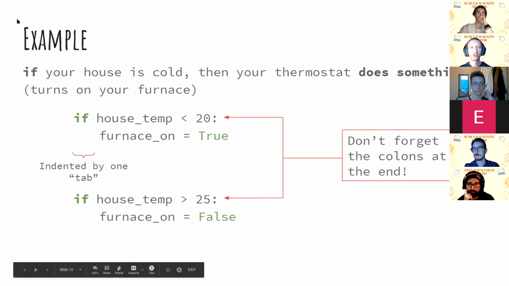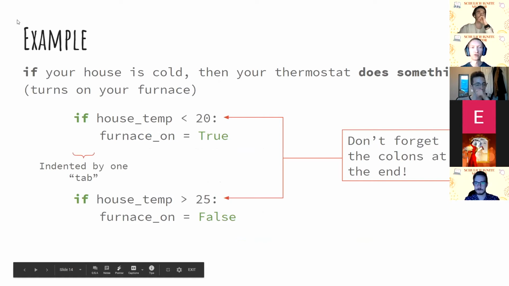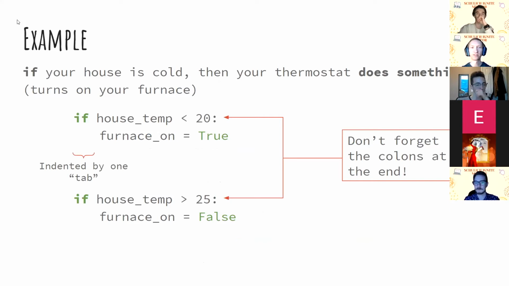All right, so for this example here, we are comparing our house temperature, seeing whether it's cold or whether it's warm. Our first statement here is our if statement. We start with if, and then we have our condition. So we're asking, is the house temperature less than 20? If our house temperature were 18, for example, that would be less than 20. This would be a true condition, and so it would run the code inside of there and set the furnace on equals true, and then our furnace would be turned on.